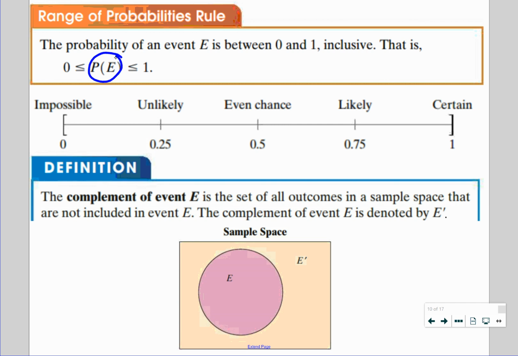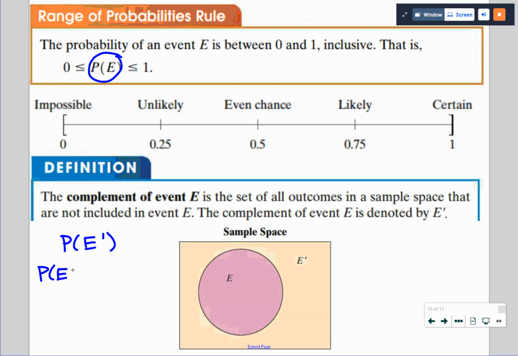The complement of an event is written like this. It's got a little prime, E prime, we say. And the probability of an event plus the probability of its complement equals 1. Complement means everything except that event. So it either happens, that's the probability of E, or it doesn't happen, and that's the probability of E prime, and together that adds up to 1, all the possible options.